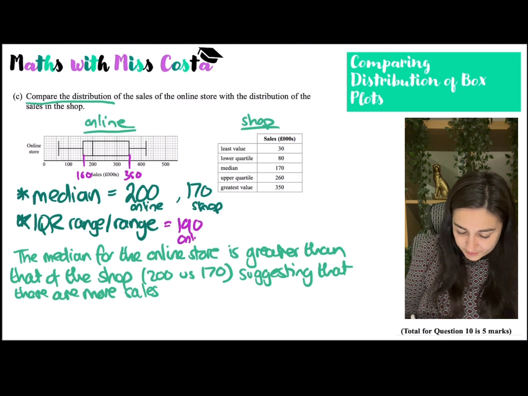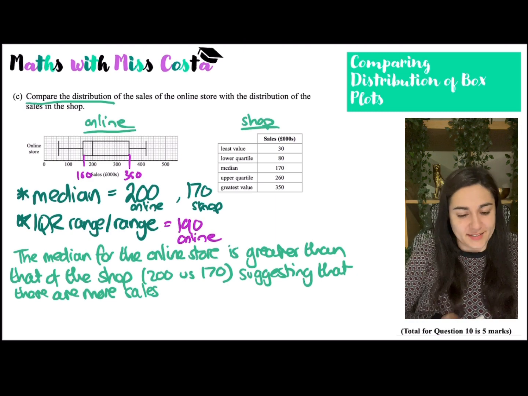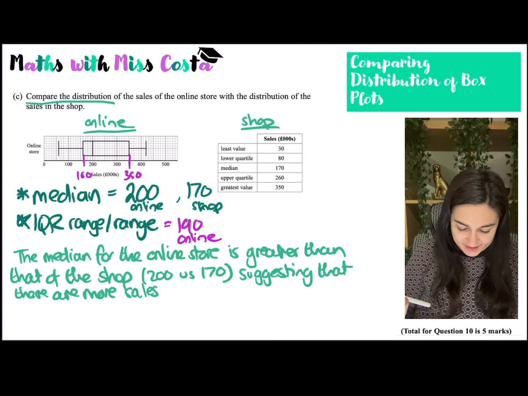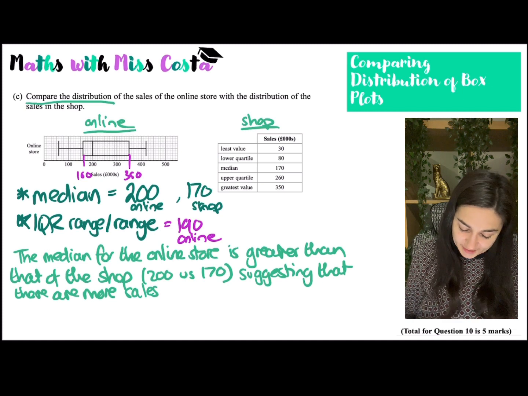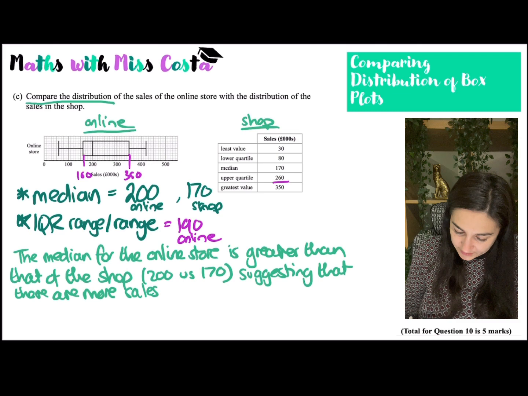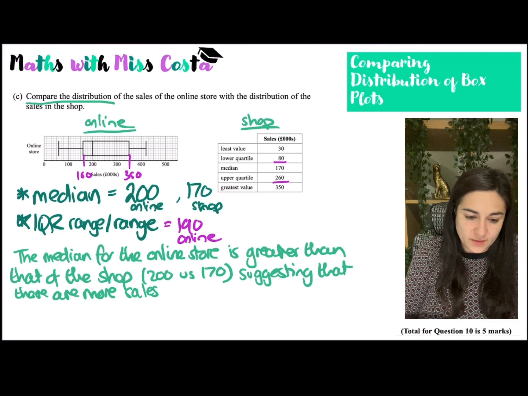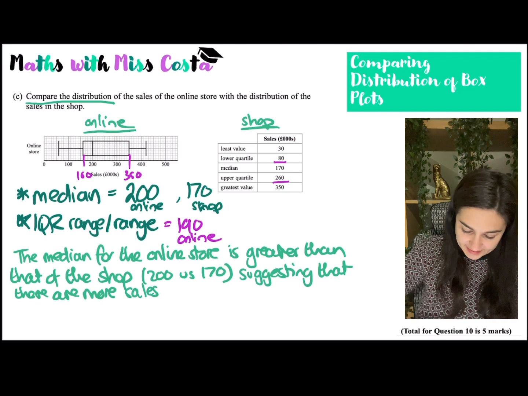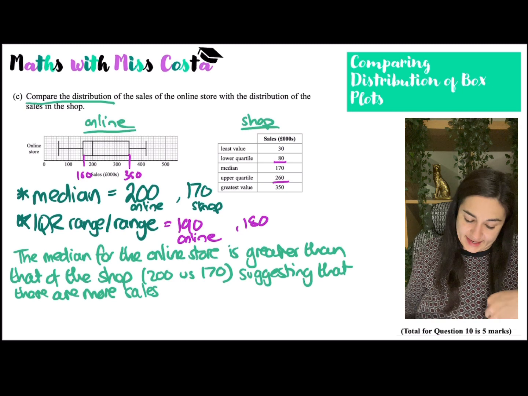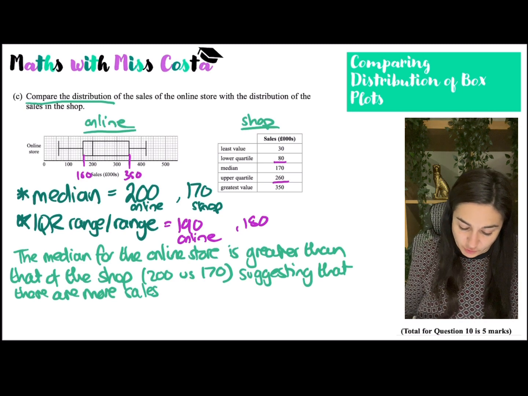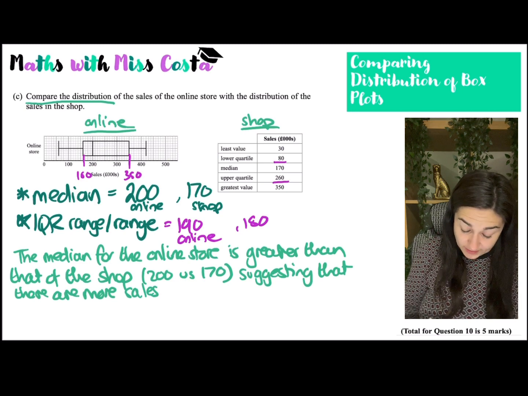190 online. I'm just going to double check that because it's holiday flu season. 350 take away 160 is 190. Okay, I'm not going insane. And then the interquartile range for here would be 260 take away 80, which would leave me with 180. So it's just slightly greater on the online store.